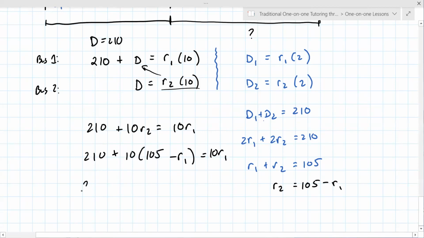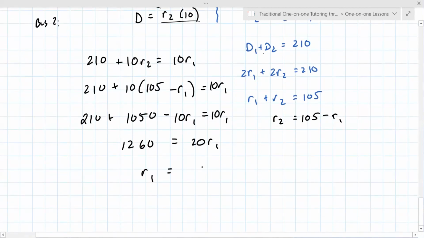Now we're just solving. 210 plus 1050 minus 10R1 equals 10R1. These two add together to get 1260 equals 20R1. So R1 equals 63, and then R2 is equal to 105 minus 63.